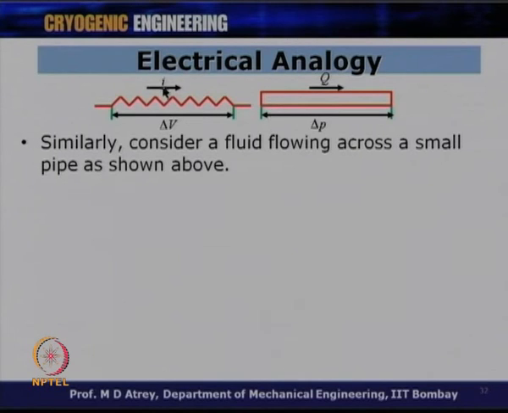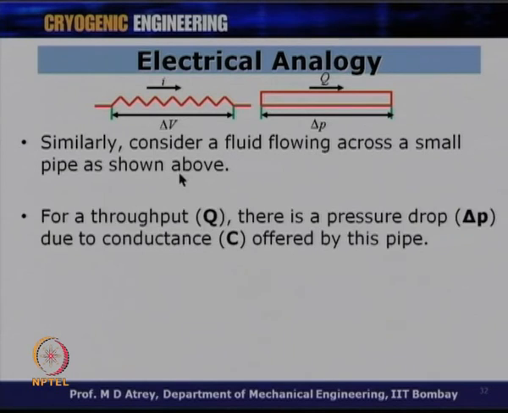I can see that I gets compared with Q, and delta V can get compared with delta P, while the resistance is some kind of conductance. I can have different parameters which will be analogous to, or related to, the resistance in the electrical circuit. So, for a throughput Q, there is the pressure drop delta P due to conductance C offered by this pipe. In a pipe we normally do not call it resistance, but we refer to this as conductance. And therefore, what is conductance here?